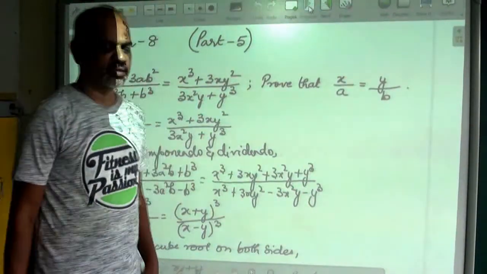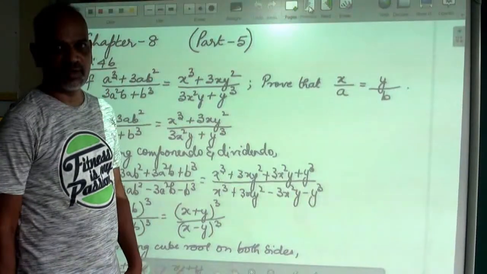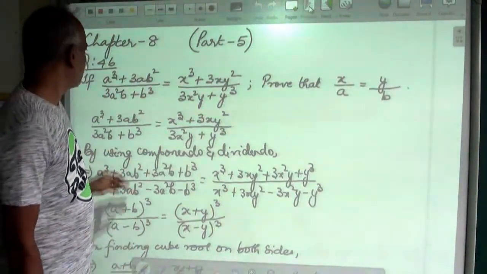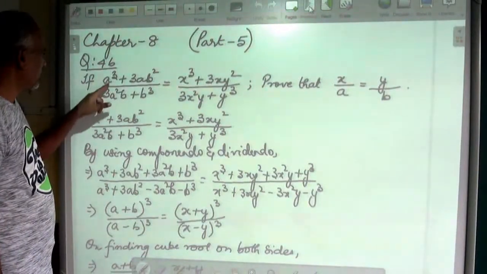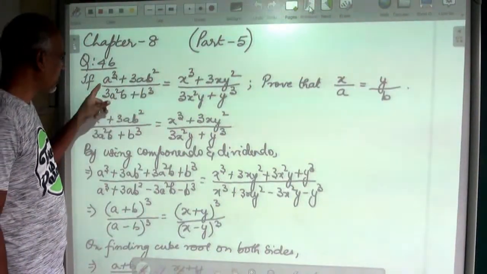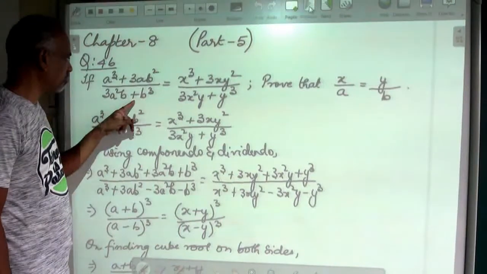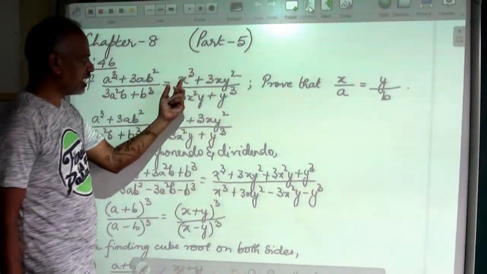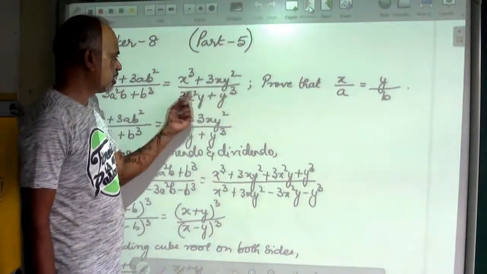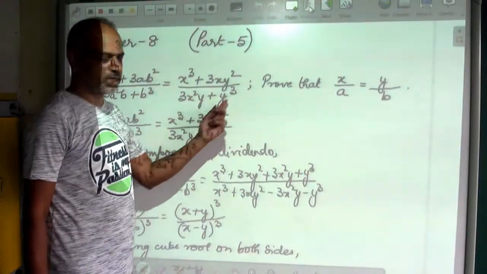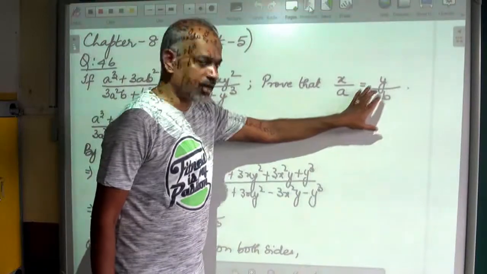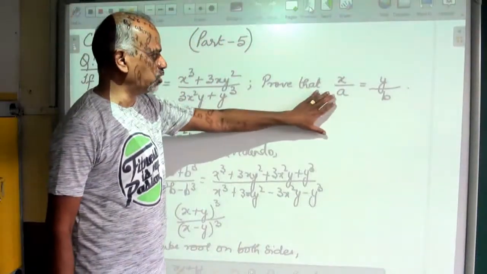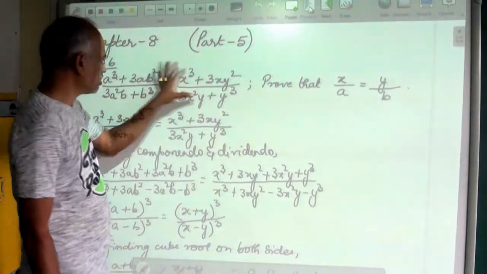This is the last part of chapter number 8 on ratio and proportion. Question number 46. If (a cube plus 3ab squared) divided by (3a squared b plus b cube) is equal to (x cube plus 3xy squared) divided by (3x squared y plus y cube), then you have to prove that x by a is equal to y by b. This is what you need to prove. This is what is given.